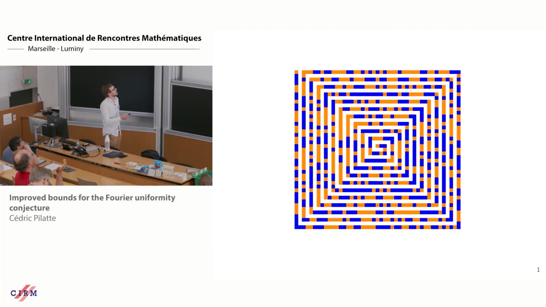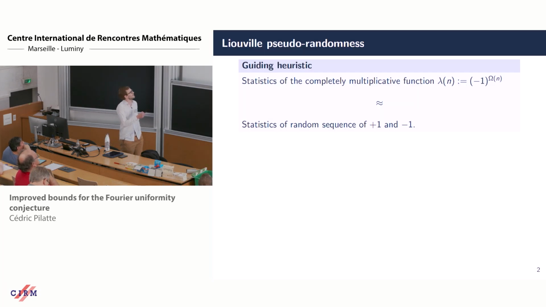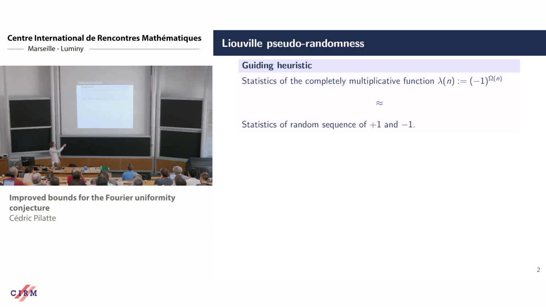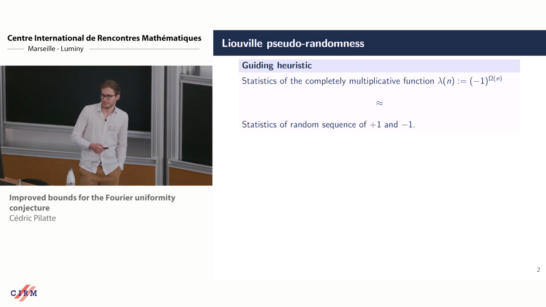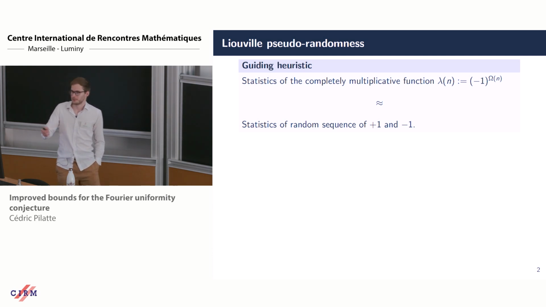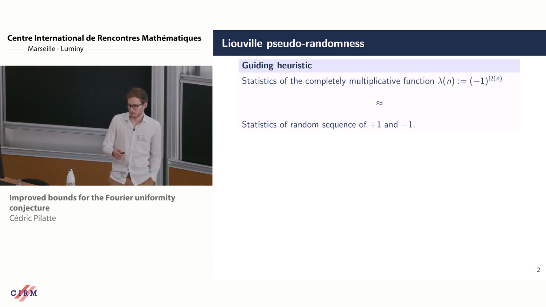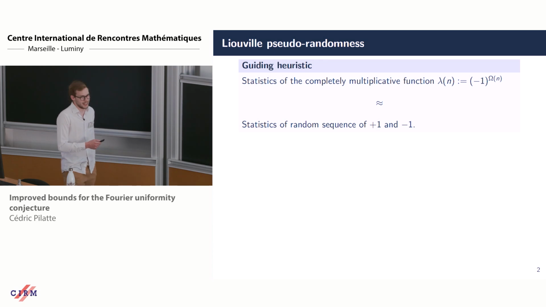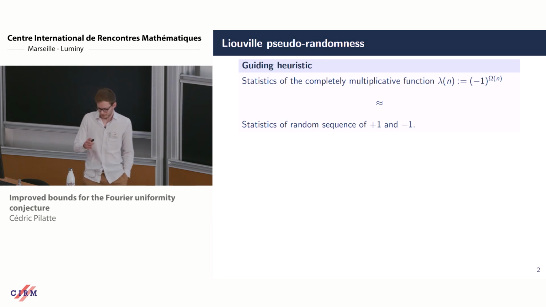So the Liouville function is the function lambda of n equal to -1 to the number of prime factors of n, counted with multiplicity. And there is a guiding heuristic in analytic number theory that the statistics of this Liouville function should be reasonably similar to those of a random sequence of +1s and -1s with 50-50 probability. And we have several examples of this phenomenon.